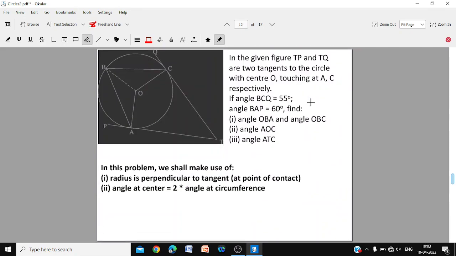Problem 3. In the given figure, TP and TQ are two tangents to the circle with center O touching at A and C. If angle BCQ is 55 and BAP is 60, find these angles. Now we shall make use of these simple fundamental concepts: radius is perpendicular to tangent at the point of contact, and angle at center is twice angle at circumference.